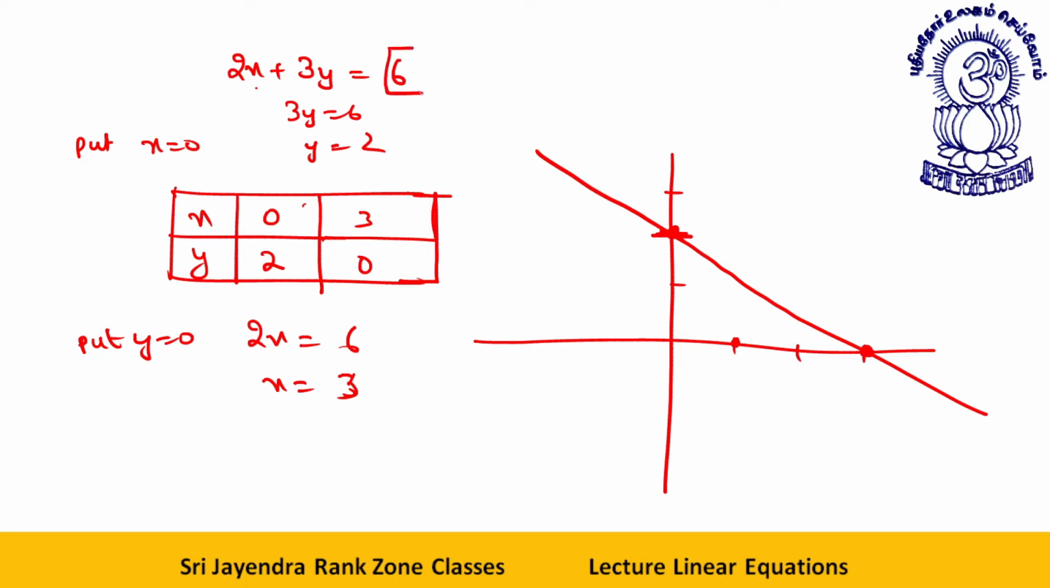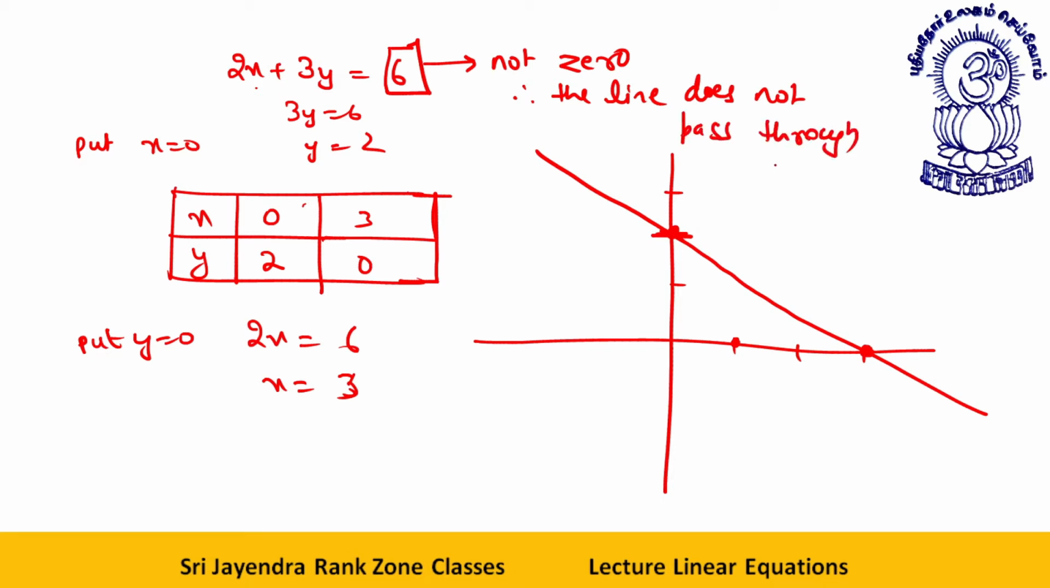One thing is to be noted, dear students. Since this number is not 0, therefore the line does not pass through the origin. The line does not pass through this point. Okay, got this basic thing? Fine.